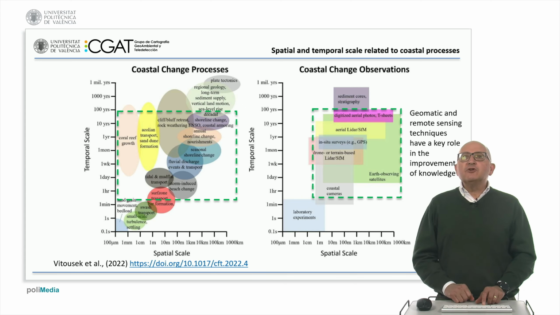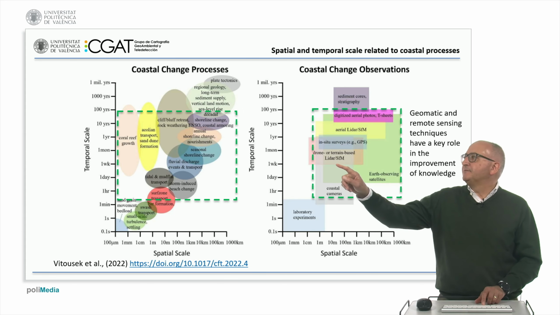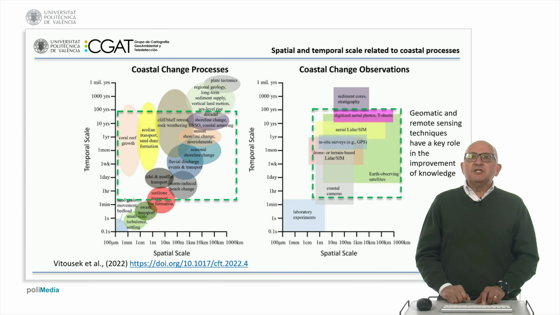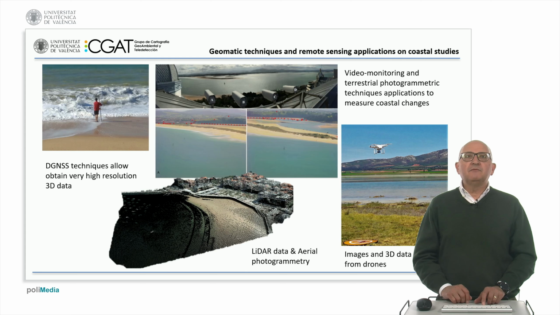To analyze these processes and the changes that occur on the coasts at these spatial and temporal scales, geomatics techniques and remote sensing are especially useful. The graph on the right shows some of the techniques on the analytical scales we are working on. And as you can see, the observation of the Earth from satellite covers a very wide space-time range, which evidences its high potential in this type of studies.